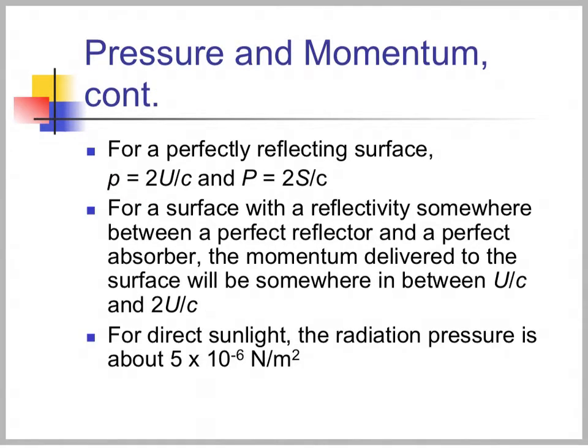For a perfectly reflecting surface, we're going to have twice the change in momentum, and therefore twice the pressure. And for a surface with a reflectivity somewhere between a perfect reflector or perfect absorber, the momentum delivered is going to be somewhere then between U over c or 2U over c. For direct sunlight, the radiation pressure of sunlight on a surface here on the Earth is about 5 times 10 to the minus 6 newtons per square meter.